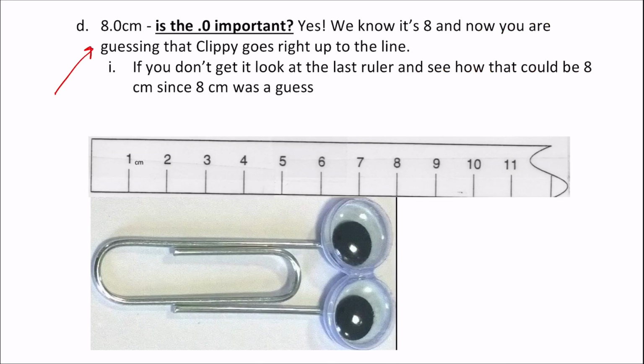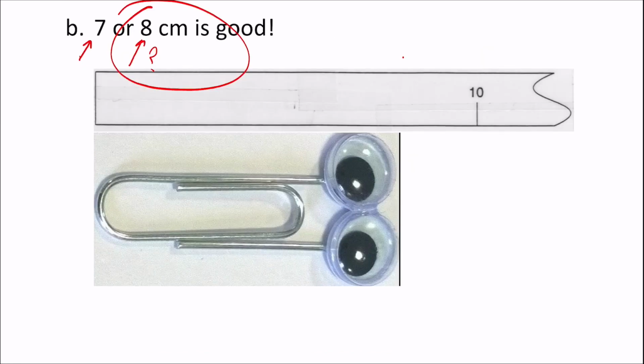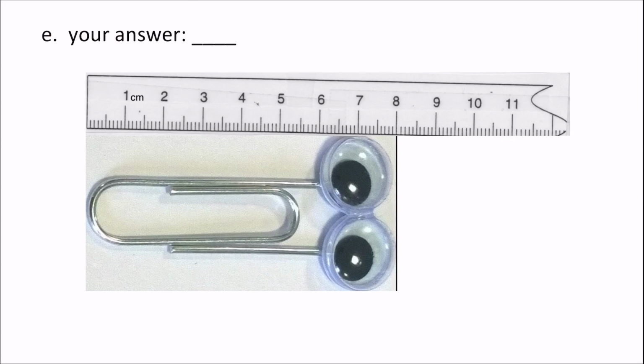So the question then becomes, is the 0.0 important? As I just showed, yes, we know it's 8, and now you are guessing that Clippy goes right up to the line. Look at the last ruler and see how that could have been 8, but it was just a guess. So again, if we look at the other ruler, here we have 8, but that's a guess. It could be 7 or 8. That's why it's different than 8.0. That means that we know that there's a line that says 8, like this one.